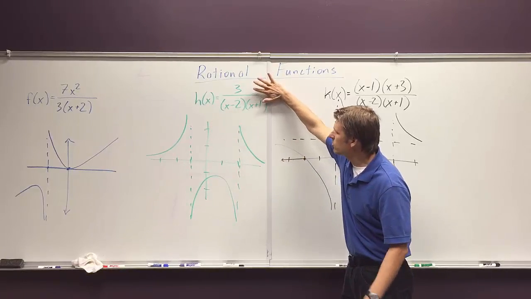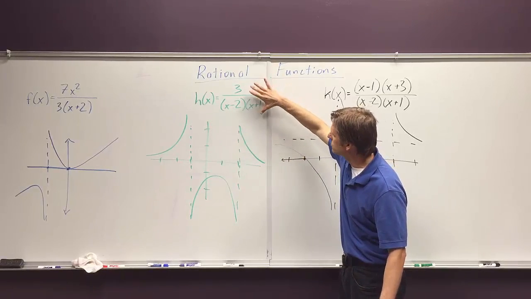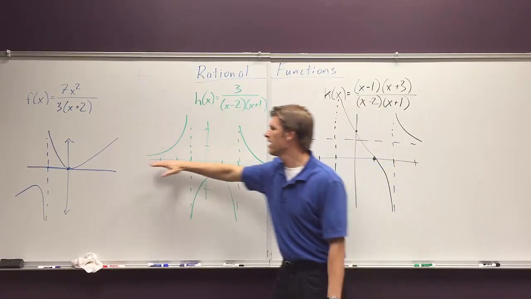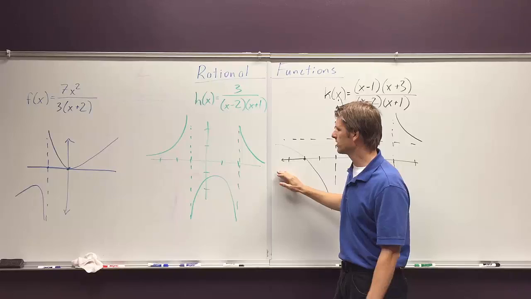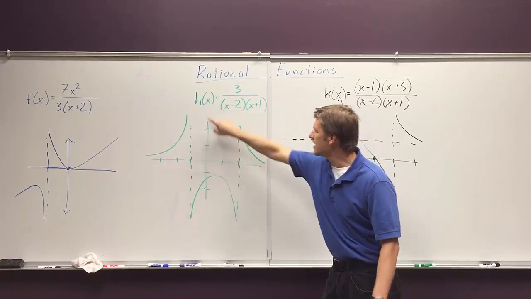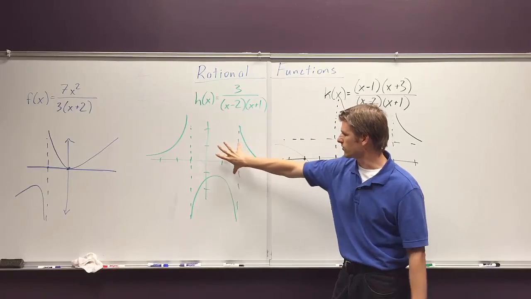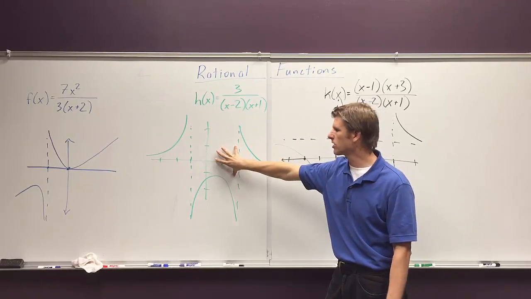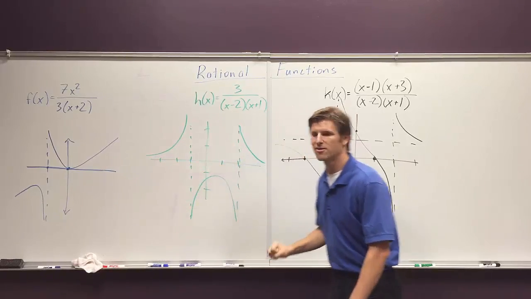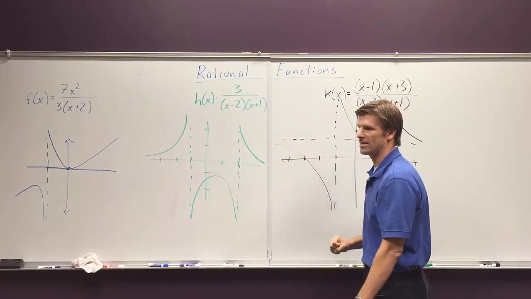Here, notice my numerator is just 3, so there's no way that the numerator can be 0. In other words, we don't have any x-intercepts whatsoever. We do have vertical asymptotes at 2 and at -1, so you can sort of see how that picture would go together. We also have a horizontal asymptote at 0. Again, there's another video to talk more about horizontal asymptotes.